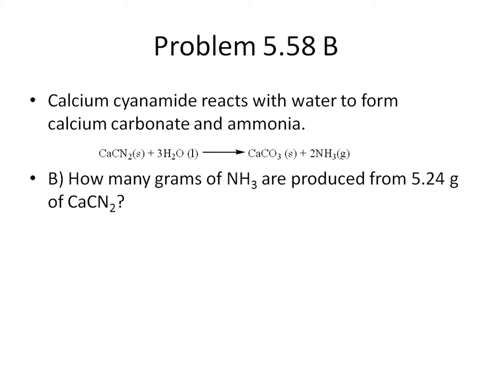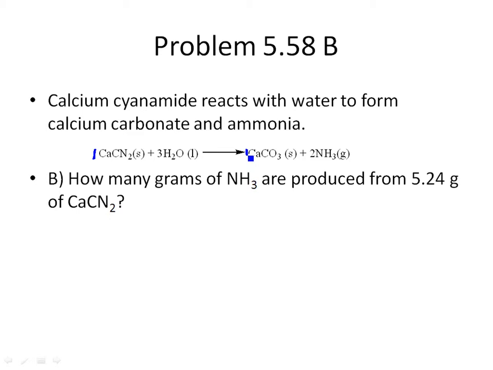We can look here and see what our mole-to-mole ratios are. So we've got 1 mole of calcium cyanamide, 3 moles of water, 1 mole of calcium carbonate, and 2 moles of ammonia. And we're asked how many grams of ammonia are produced from 5.24 grams of calcium cyanamide. So we're starting with calcium cyanamide, and we're going to be ending with grams of ammonia.